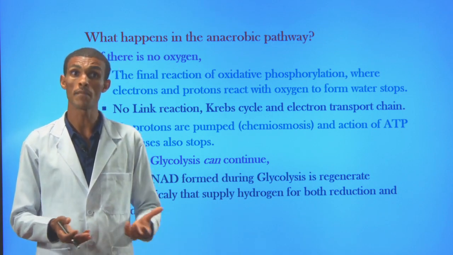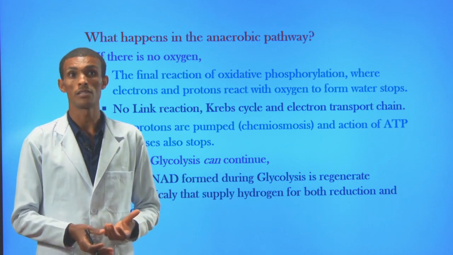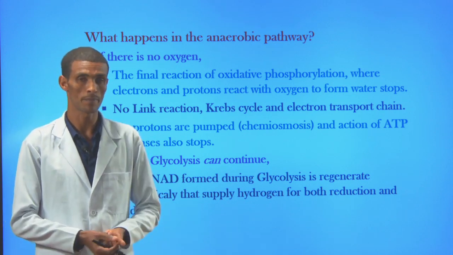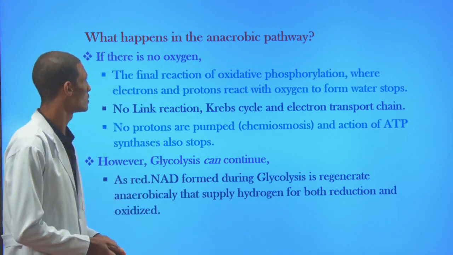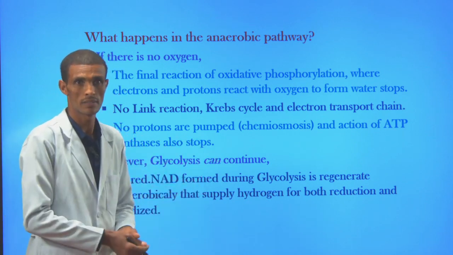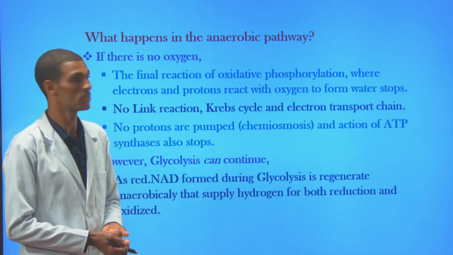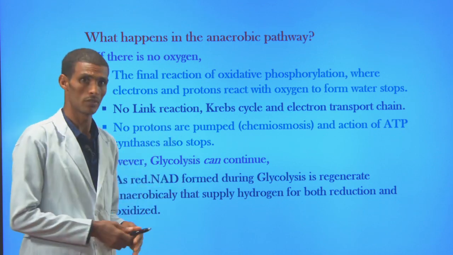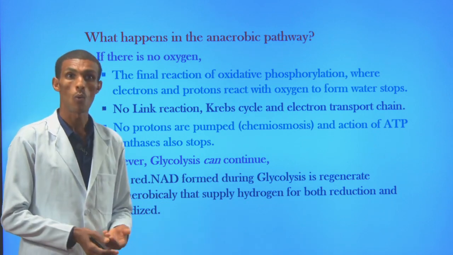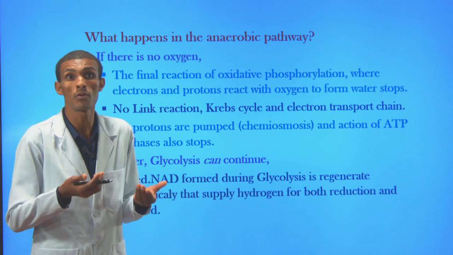For example, during emergency activity, during a short distance run, and any other, the demand of the cell for energy increases. To fulfill this, the cell prefers to respire anaerobically. But if there is no oxygen, the oxidative phosphorylation, where electrons are passed from one carrier to another, and protons are passed by their proton carrier molecules, and again the link reaction, when pyruvate reacts with coenzyme A to form acetyl-CoA, and the Krebs cycle, where acetyl-CoA reacts with oxaloacetate to form citrate, may not take place.